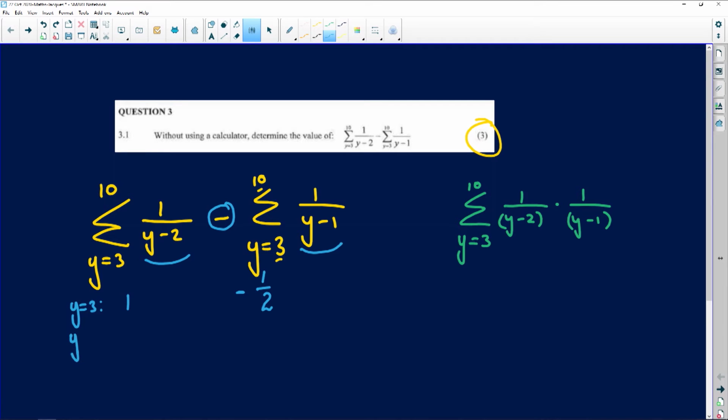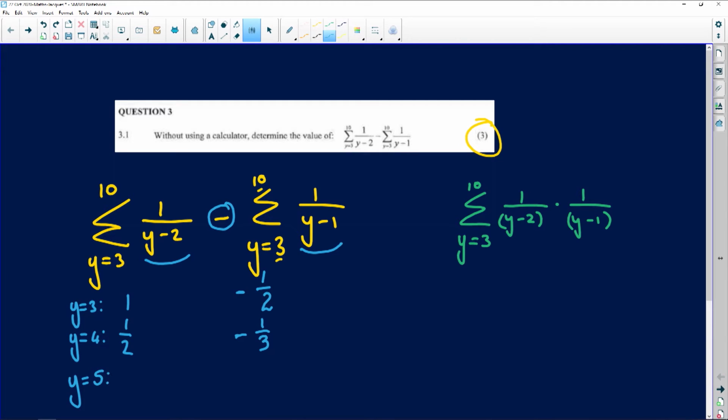If I now make y equal to 4 in the first one, 1 over 4 minus 2 is 1 over 2. Now, notice that this is positive, Tapelo. That one is negative. So if you're going to combine these 2, as they say you must do, those 2 are going to cancel each other out. Okay, let's see what happens here. If y is 4 in the second term, 4 minus 1 is minus 1 over 3. Okay, let's do one more to see what happens.